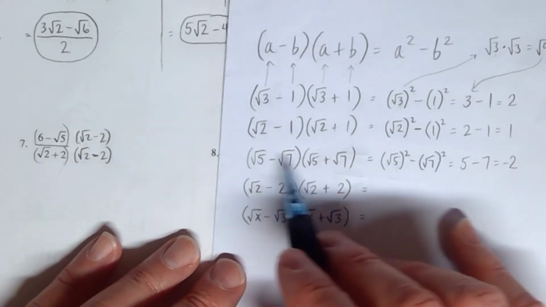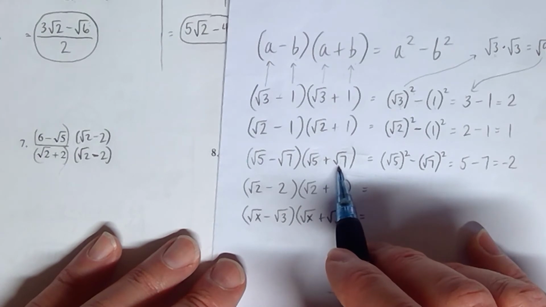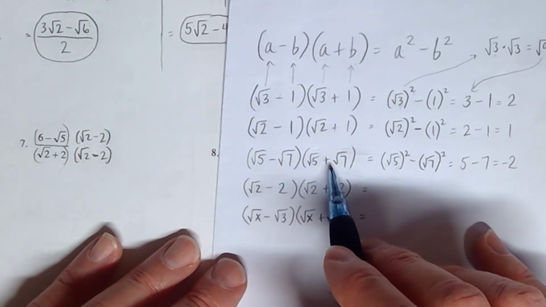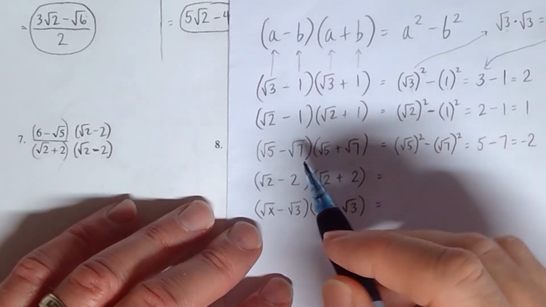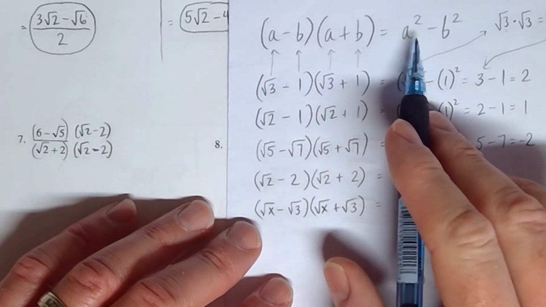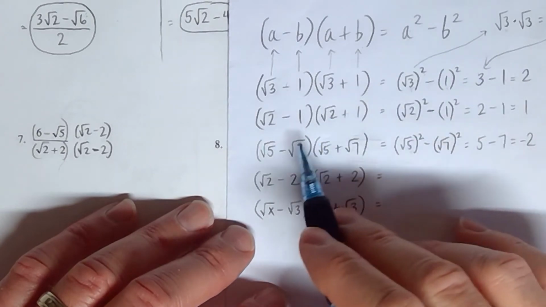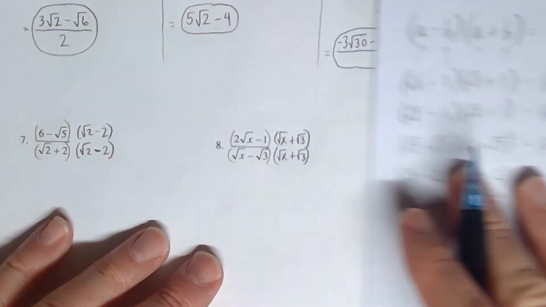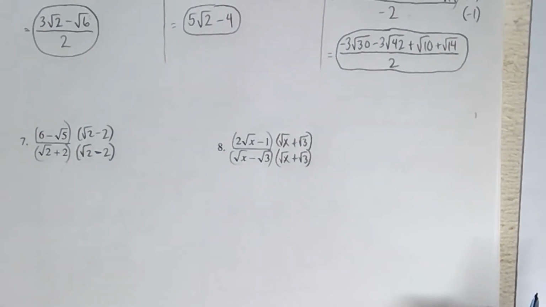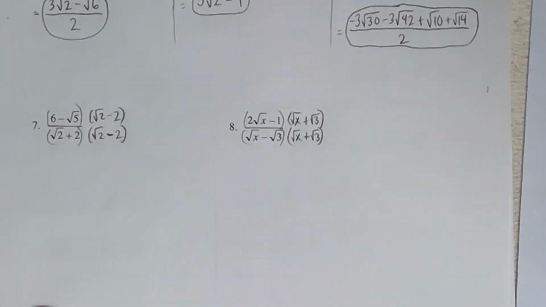You could do 4 multiplications on these problems, you guys, because it is 2 terms in each bracket, but this is a shortcut to that. It'll give you the same answer if you do a squared minus b squared, instead of having to do the 4 multiplications. All right, so go ahead and try 7 and 8. Hit the play button after that, and then we'll wrap up this section with these last 2 problems.